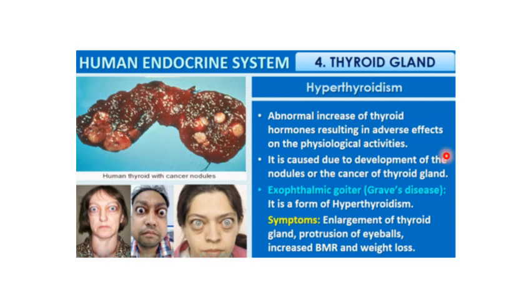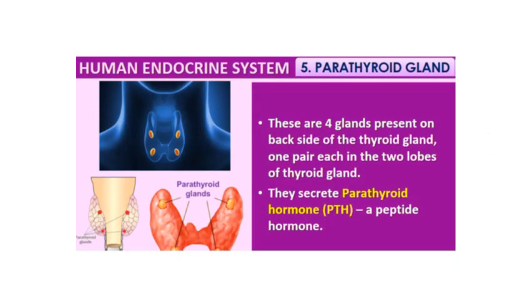Exophthalmic goiter is one such situation. It is a form of hyperthyroidism. Its symptoms will include enlargement of thyroid gland, protrusion of eyeballs, increased BMR, and weight loss.